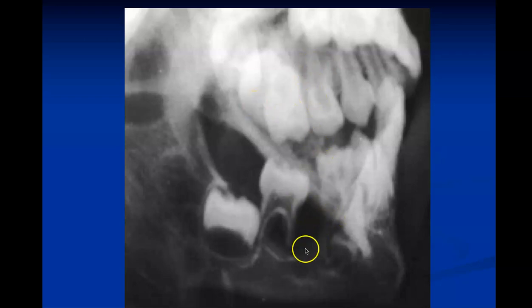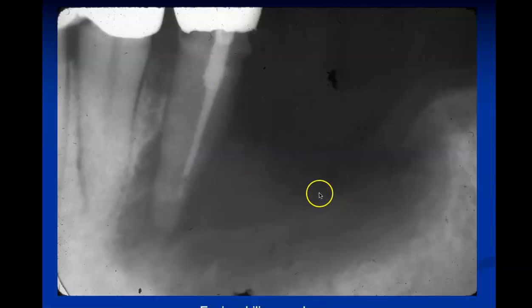Another example in the mandible showing you the extreme loss of alveolar bone around this deciduous molar. And then this was a case in an adult of an eosinophilic granuloma, so this would be an isolated lesion, but a very similar appearance of loss of bone at the alveolar crest.